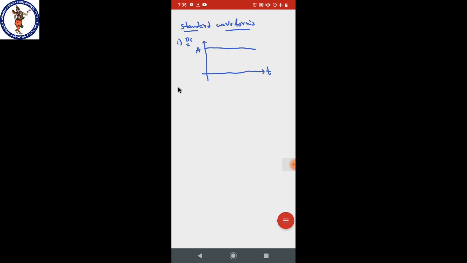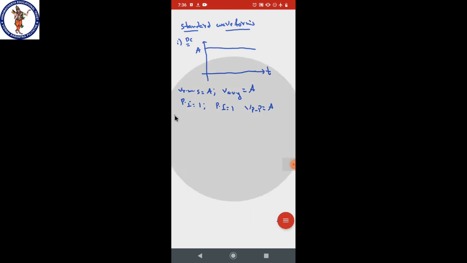What is the Vrms value of this circuit? I will write first of all Vrms equal to A, and V average equal to A. What is the peak factor of the circuit? Equal to 1. Form factor of the circuit equal to 1, peak to peak factor equal to A. This is the standard DC waveform.